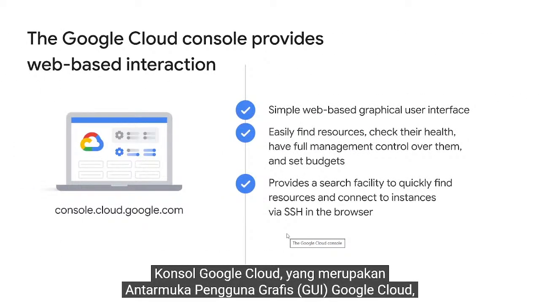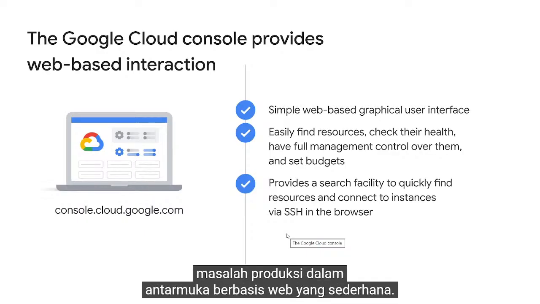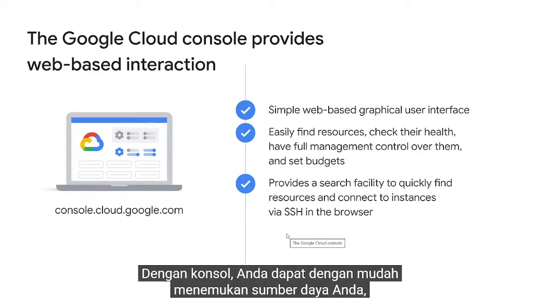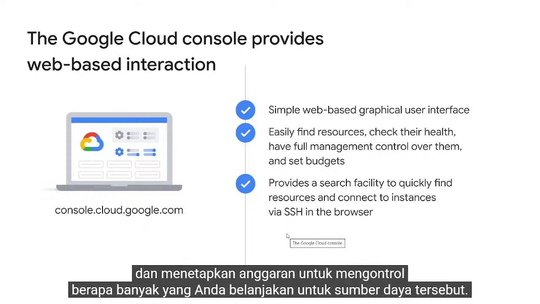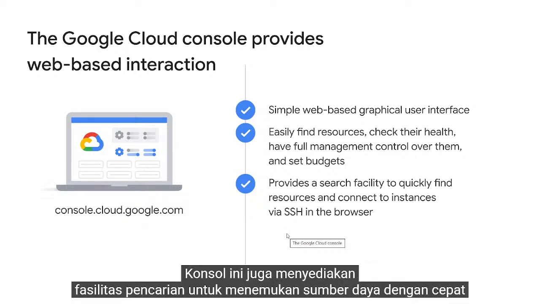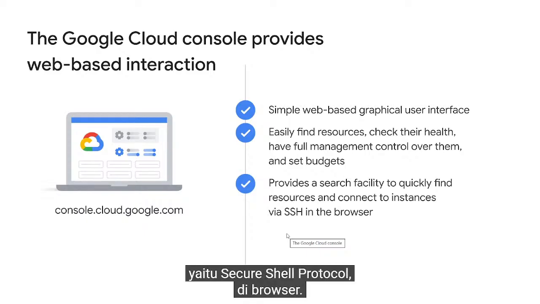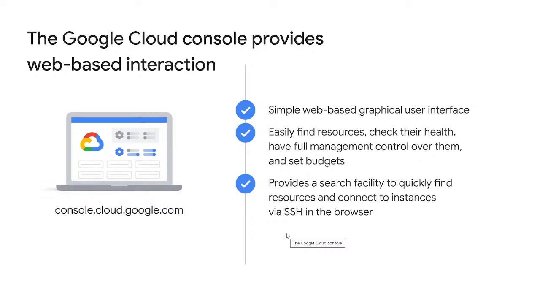The Google Cloud Console, which is Google Cloud's graphical user interface, or GUI, helps you deploy, scale, and diagnose production issues in a simple web-based interface. With the console, you can easily find your resources, check their health, have full management control over them, and set budgets to control how much you spend on them. The console also provides a search facility to quickly find resources and connect to instances through SSH, which is the secure shell protocol in the browser. To access the console, navigate to console.cloud.google.com.